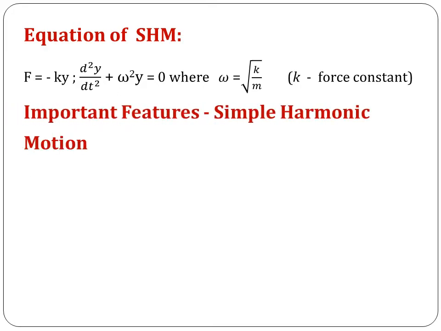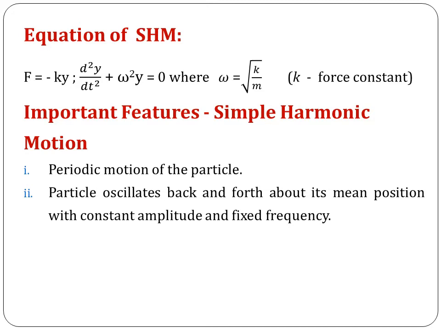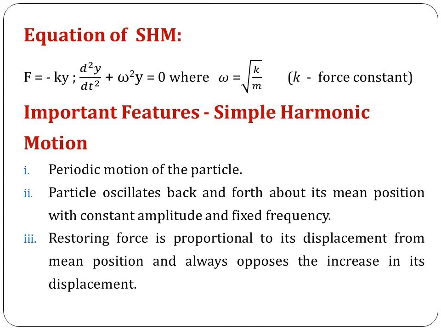Some of the features of a simple harmonic motion are: it should be the periodic motion of the particle. The particle must oscillate back and forth about its mean position with a constant amplitude and fixed frequency, and the restoring force acting on the particle must be proportional to the displacement from the mean position, and the force acting on the particle must always oppose the increase in the displacement.